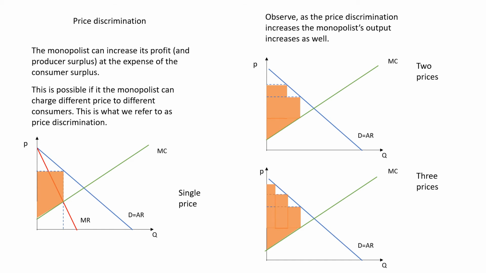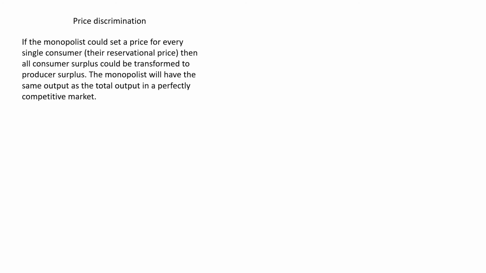Let us look at the most extreme case of price discrimination, called perfect price discrimination. This requires that the monopolist knows the preferences of every single consumer and that the monopolist is able to offer a different price for each consumer. If this is true, then the monopolist can transform all the consumer surplus into producer surplus.